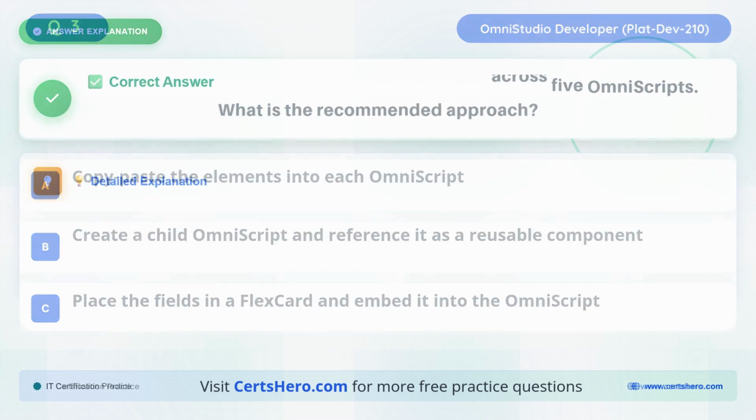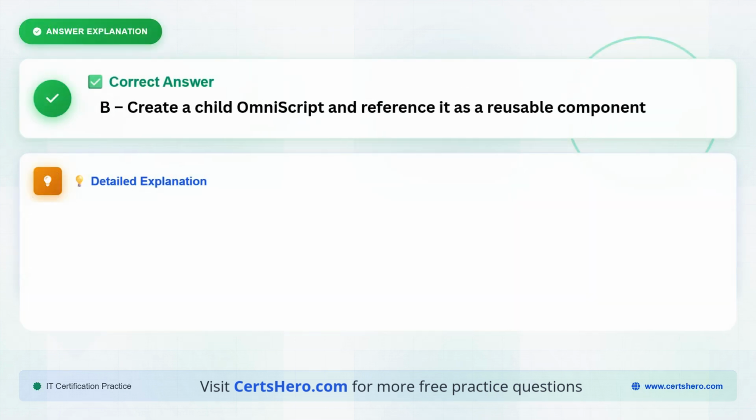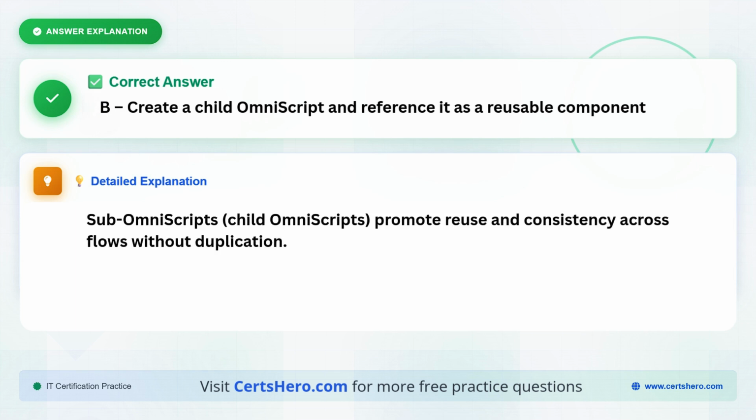The correct answer is B. Create a child OmniScript and reference it as a reusable component. Here's why that's the correct choice. Sub-OmniScripts, also known as child OmniScripts, promote reuse and consistency across flows without duplication.